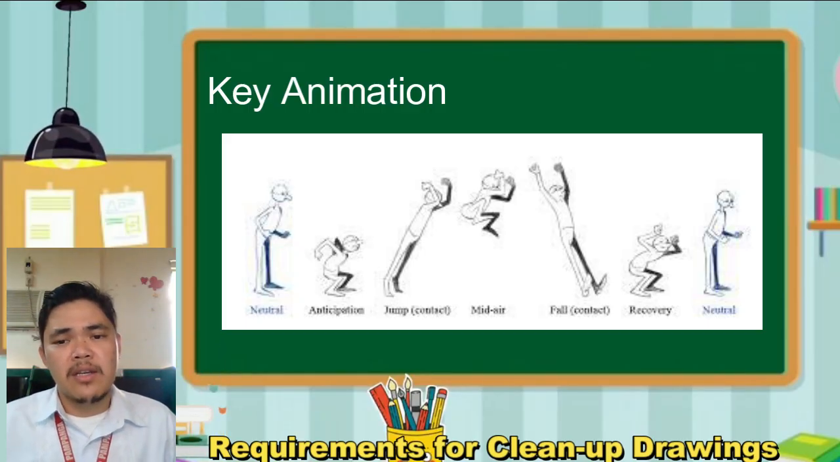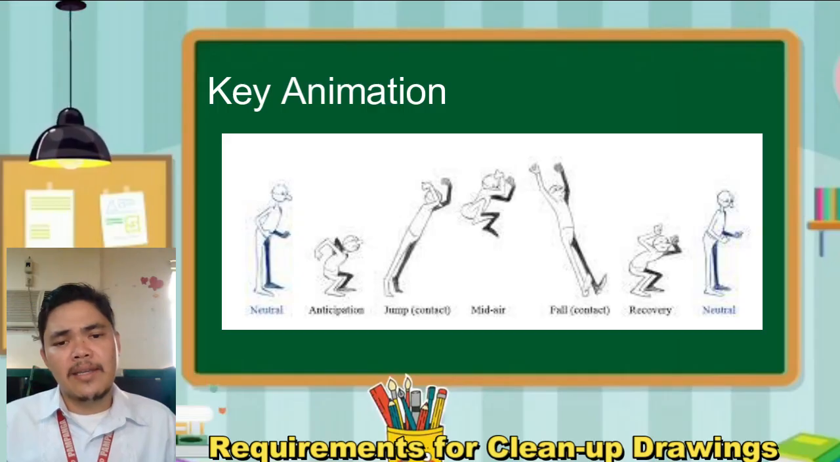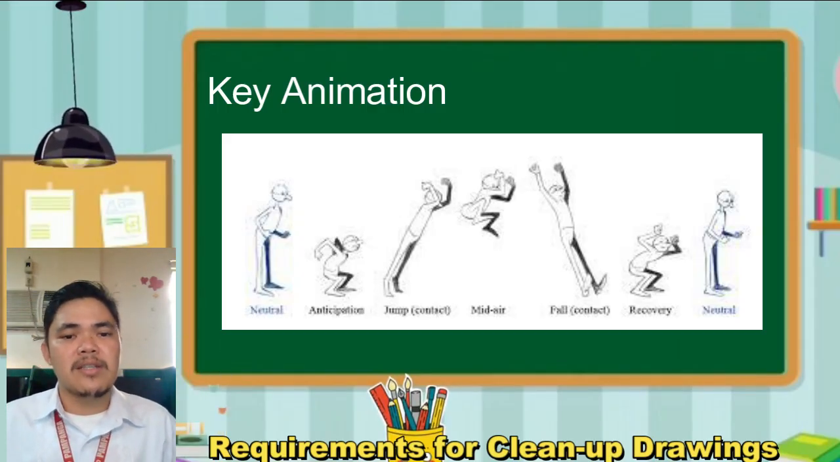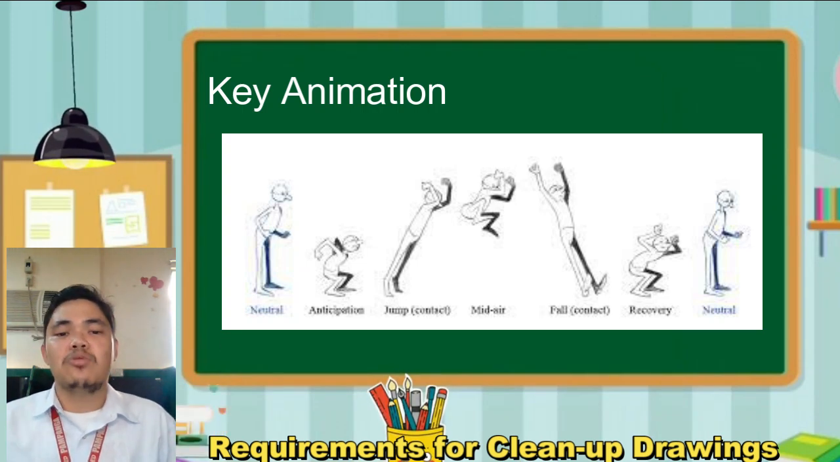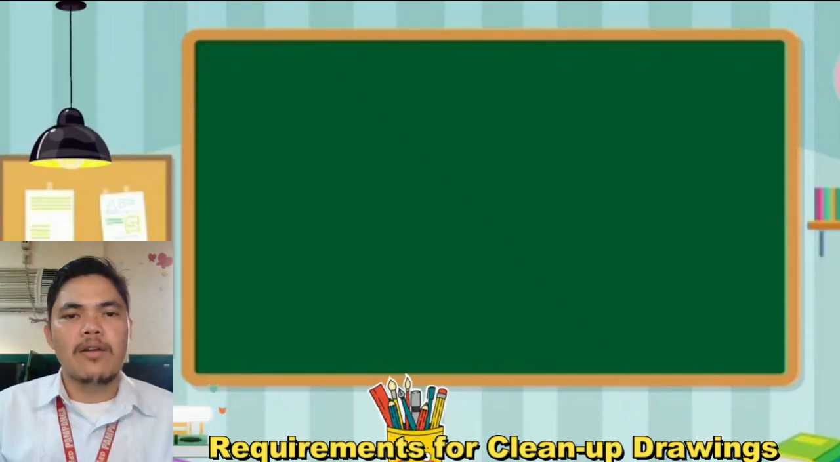The first one is nagte-take off muna siya, that is the first key drawing. The second key drawing is nasa air na siya, okay, nag-jump na siya, and then the next key drawing is naglanding na siya to the next direction. Okay, let us now move to the next requirement in cleanup animation.